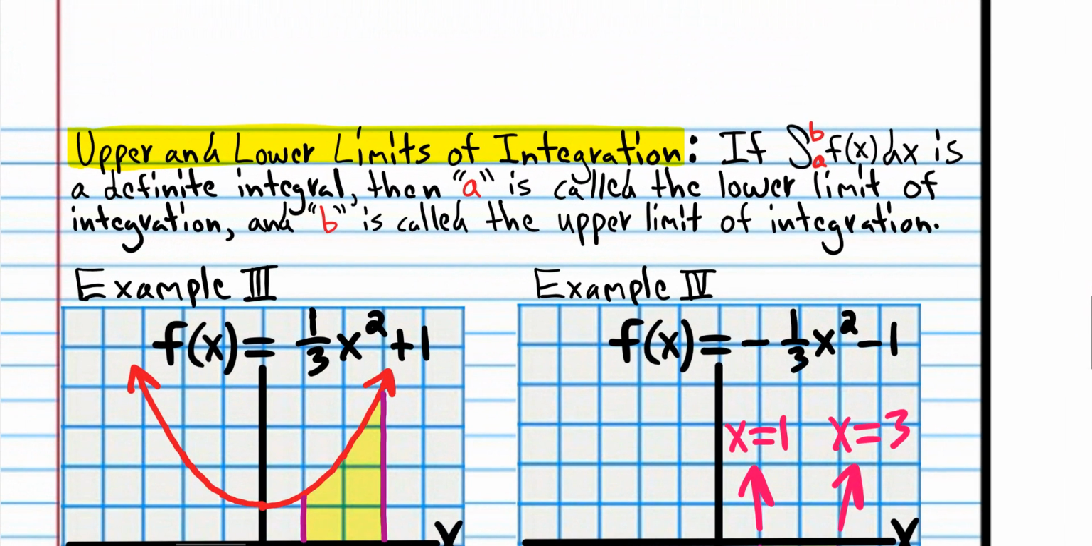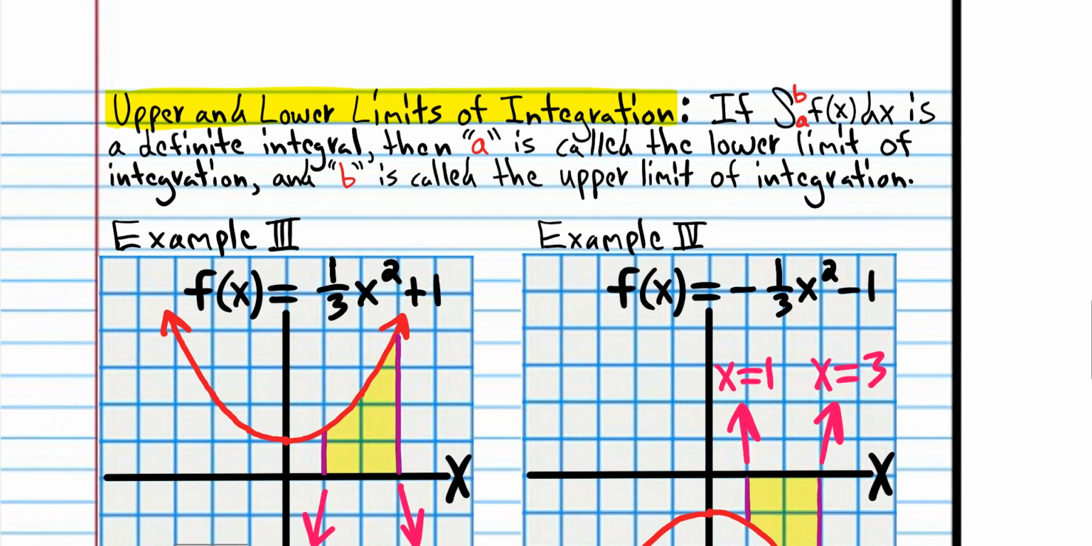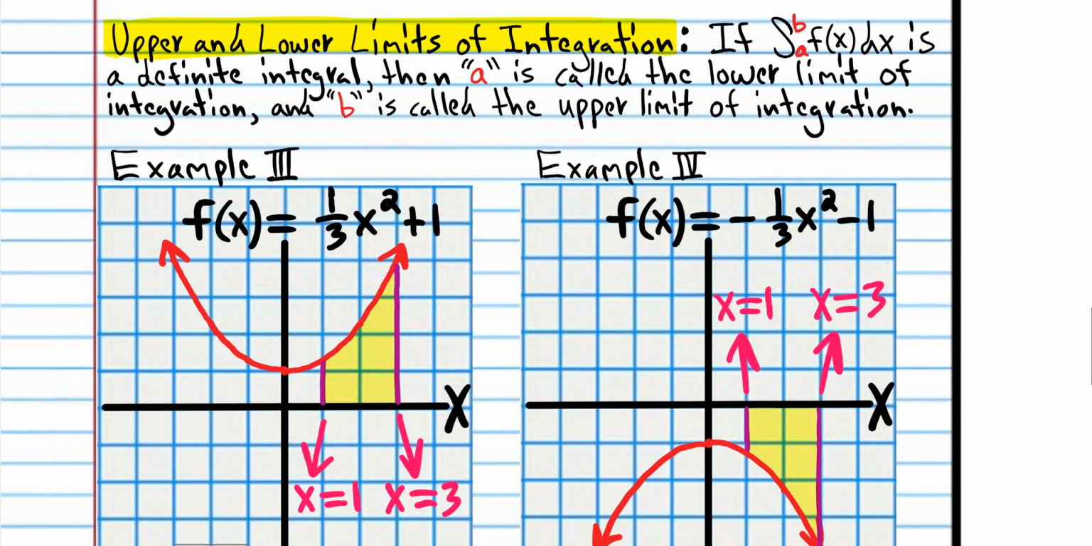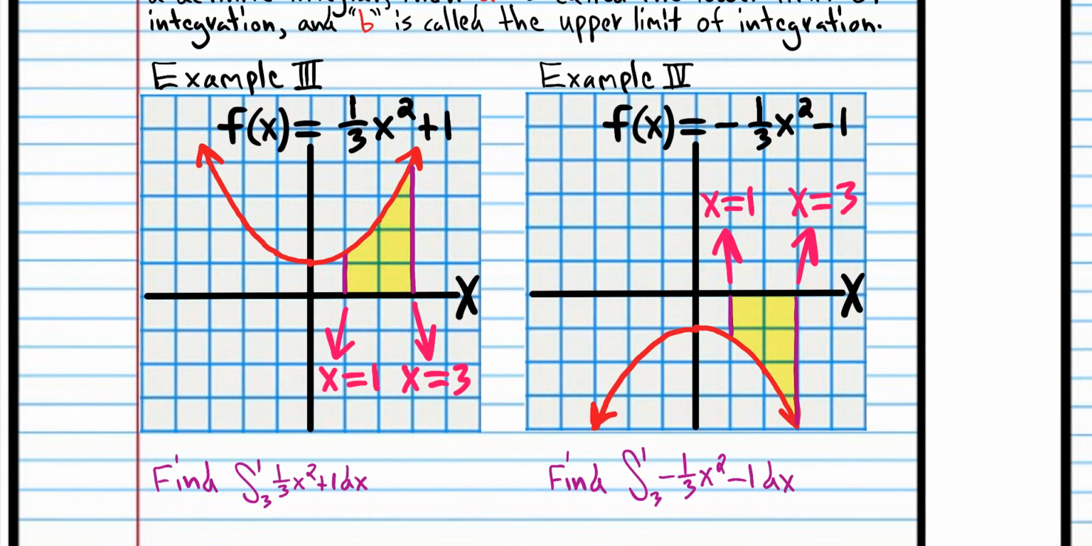Now we need to learn some more vocabulary. We talked about these numbers in a definite integral being called the limits of integration. The left and right bounds, a and b, are the limits of integration. But specifically, a is called the lower limit of integration and b is called the upper limit. So we need to differentiate between those two numbers. So again, we're going to use these terms from now on, upper and lower limits of an integral. So the lower limit here, for example, would be 1, and the upper limit would be 3.